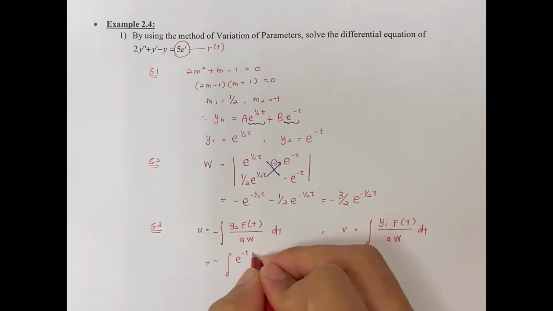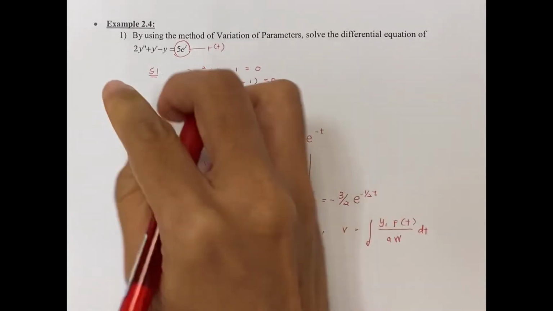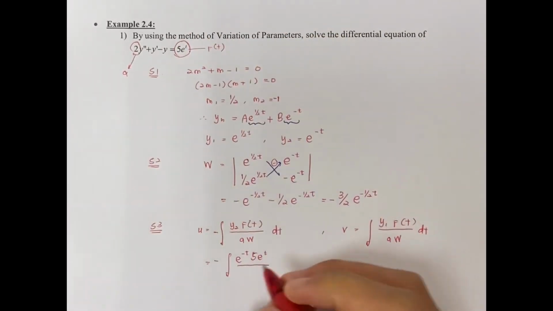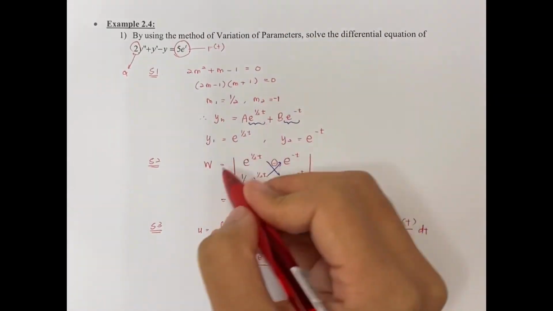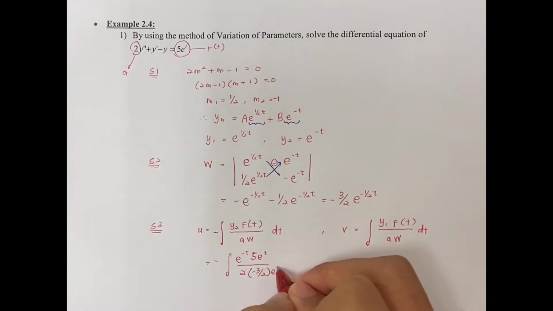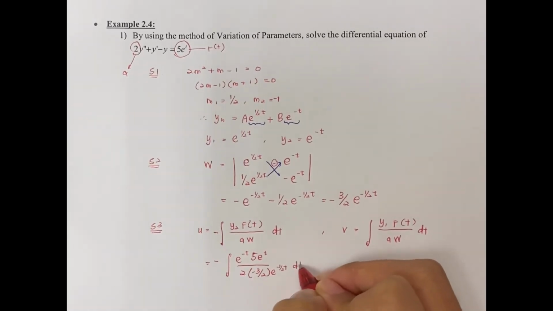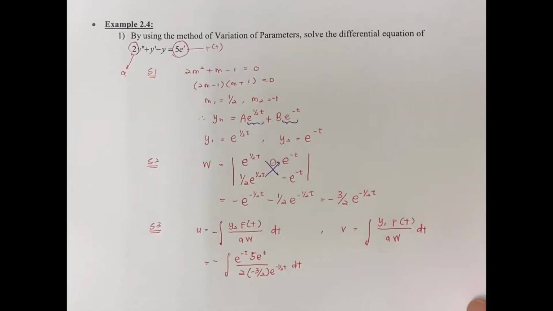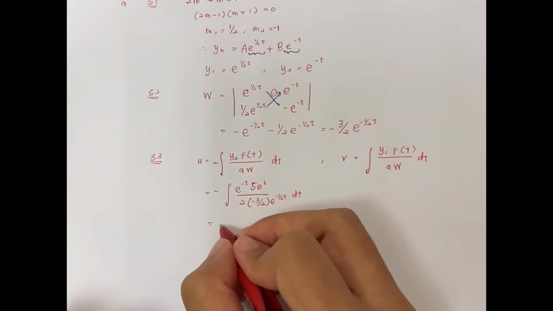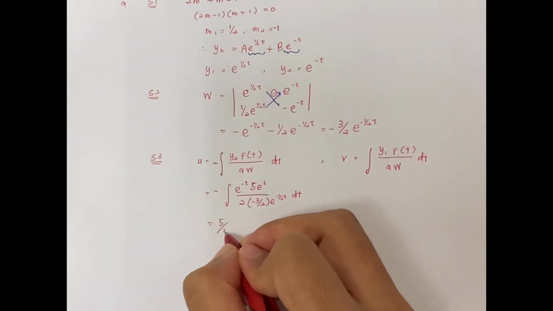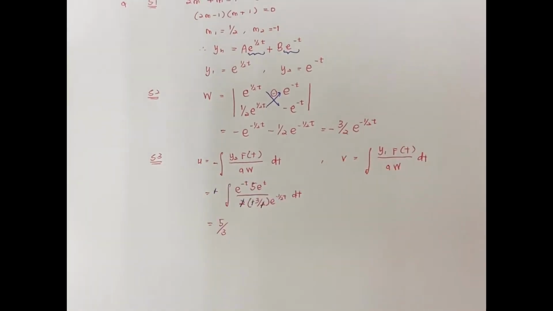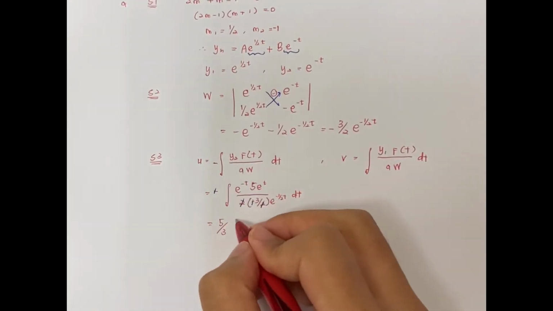Multiply by 5 exponent t divided by a. A is equal to 2. This is your a. Okay, so a is equal to 2. W is equal to negative 3 over 2 exponent negative half t dt. Okay, then you need to simplify this. You have 5 over 3, since you can cancel the 2 and 2, negative and negative. You have 5 over 3.